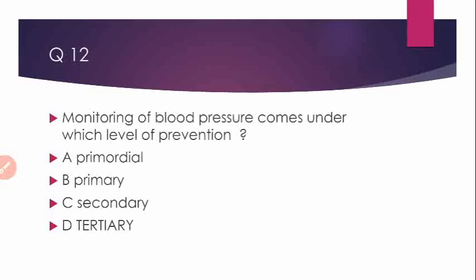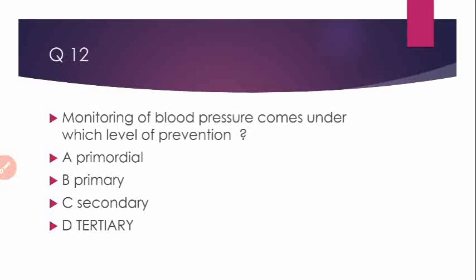Then in secondary prevention, early diagnosis, treatment and screening all are included. As examples, pap smear for cervical cancer, breast self-examination for breast cancer, then case finding for various diseases. It includes all national health control programs like the national malaria control program. So these programs are also included in secondary level of prevention. Contact tracing of sexually transmitted infection patients is also included in secondary level of prevention.